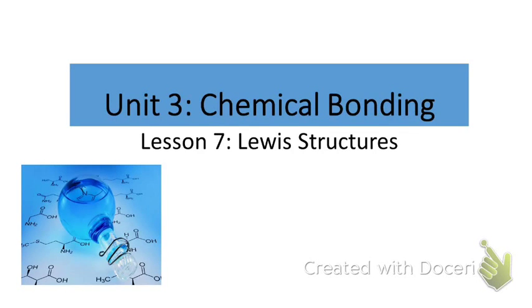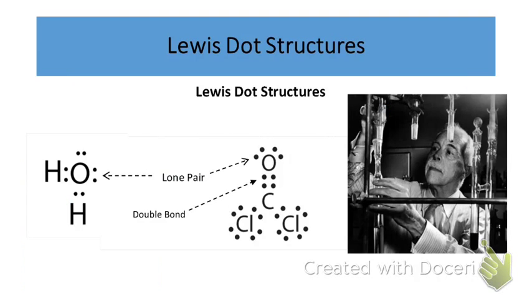All right, let's start out with Lesson 7, Lewis dot structures. What exactly is a Lewis dot structure, or a Lewis structure in general? So a man named Gilbert Lewis, an American chemist many years ago, developed a system to show how elements are connected together in a covalent bond. And this has become known as Lewis dot structures, which are named after Gilbert Lewis.